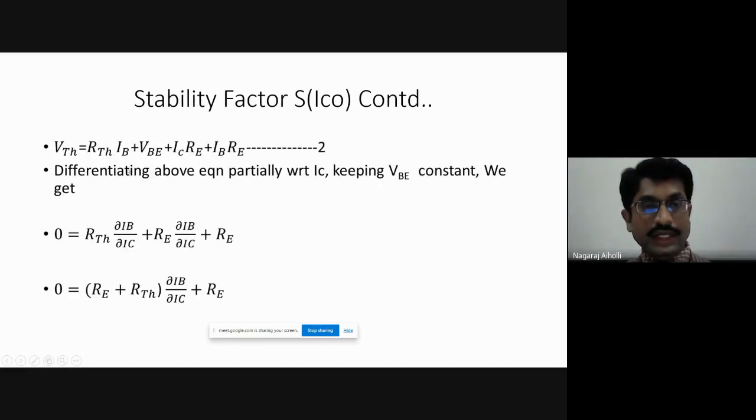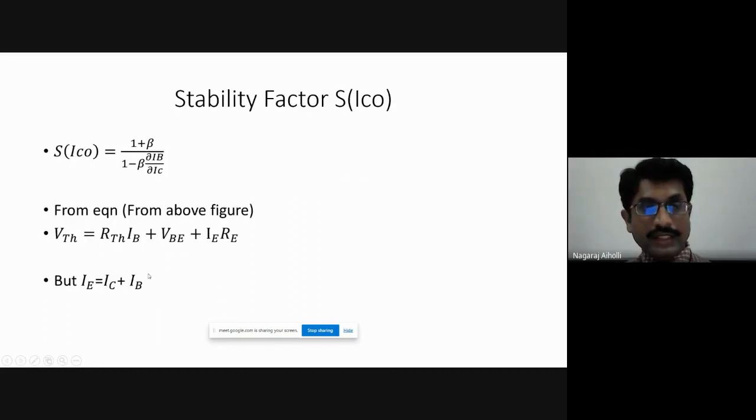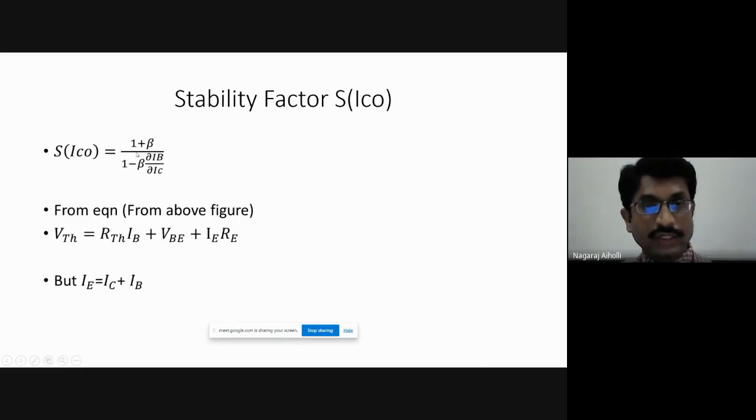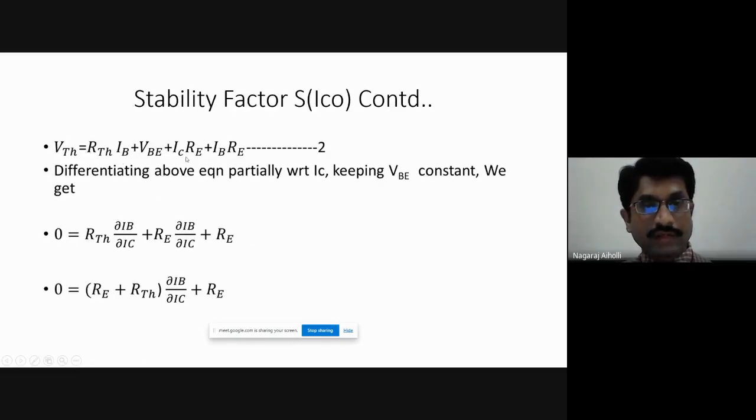V_TH is equal to R_TH I_B plus V_BE plus I_E R_E, and I_E is I_B plus I_C, so it is I_C R_E plus I_B R_E. This equation I will differentiate with respect to I_C, keeping V_BE constant. What equation do we want finally? S of I_CO, which is in terms of ∂I_B/∂I_C. Therefore I have to differentiate this equation with respect to I_C so that I get the equation in the form of ∂I_B/∂I_C, keeping V_BE constant.